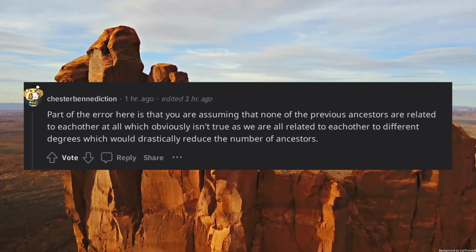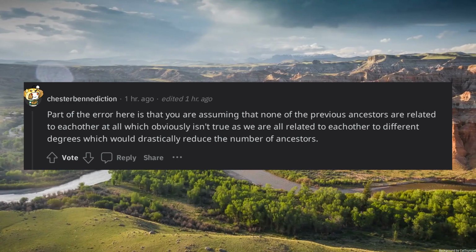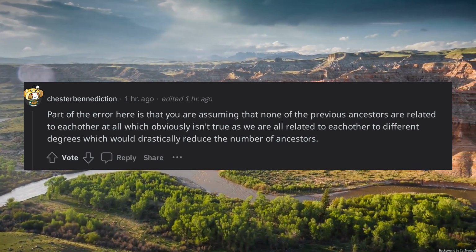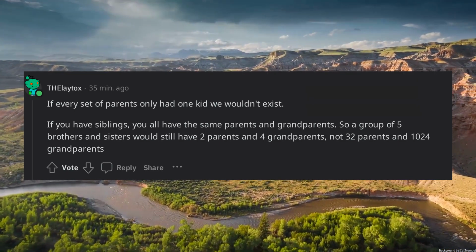Part of the error here is that you are assuming that none of the previous ancestors are related to each other at all, which obviously isn't true as we are all related to each other to different degrees, which would drastically reduce the number of ancestors. If every set of parents only had 1 kid we wouldn't exist.